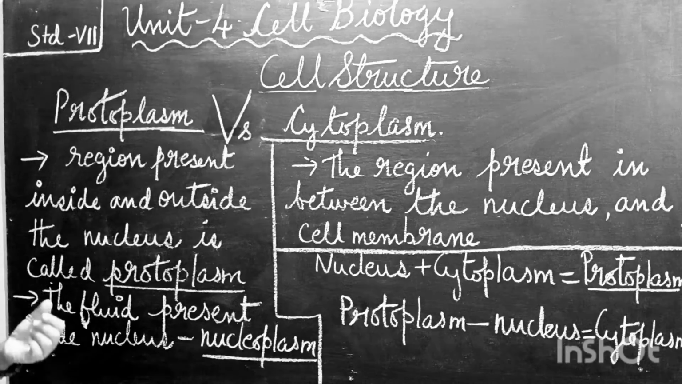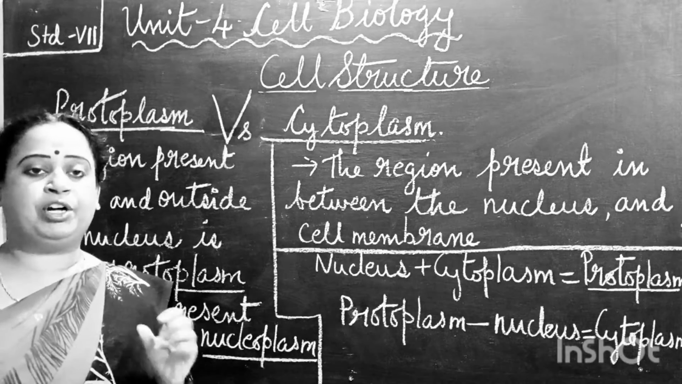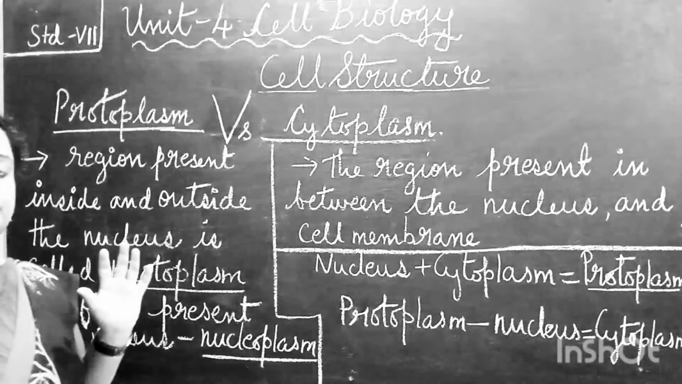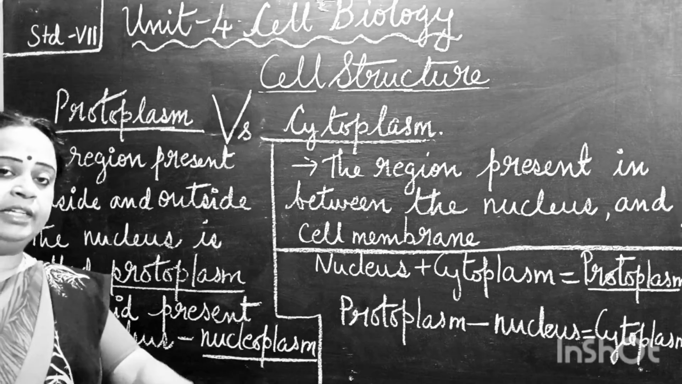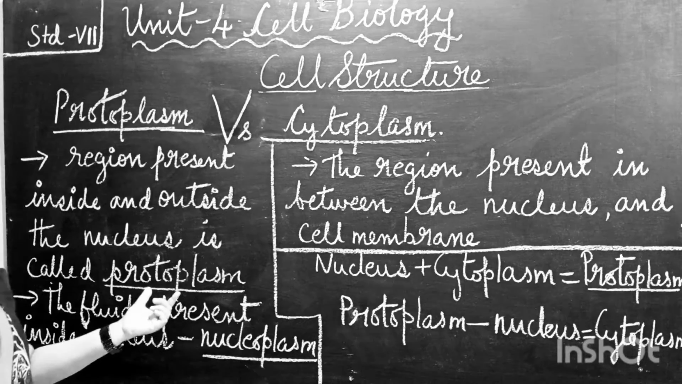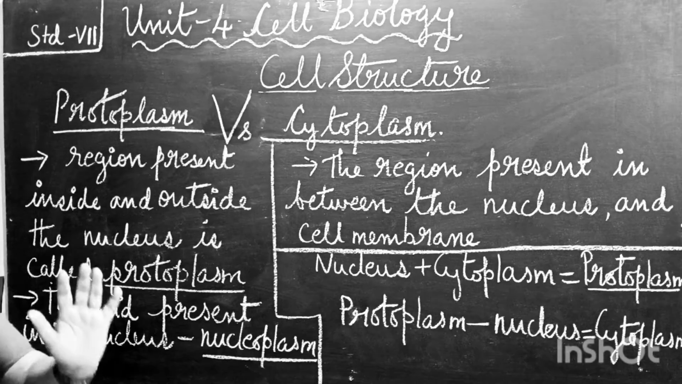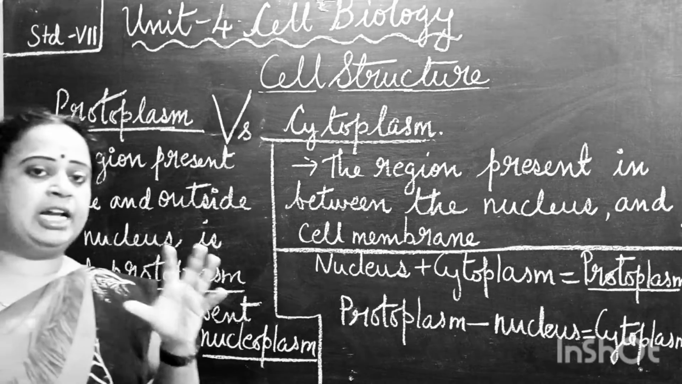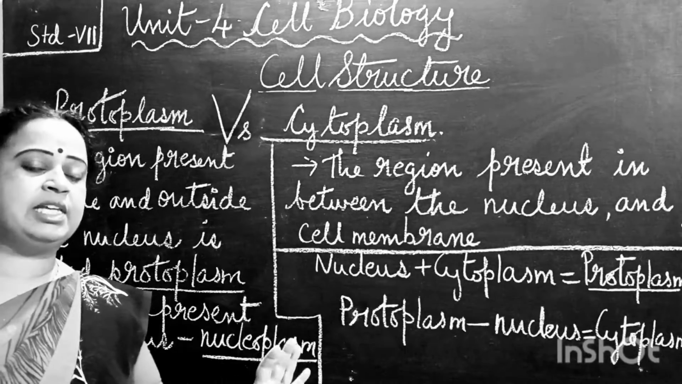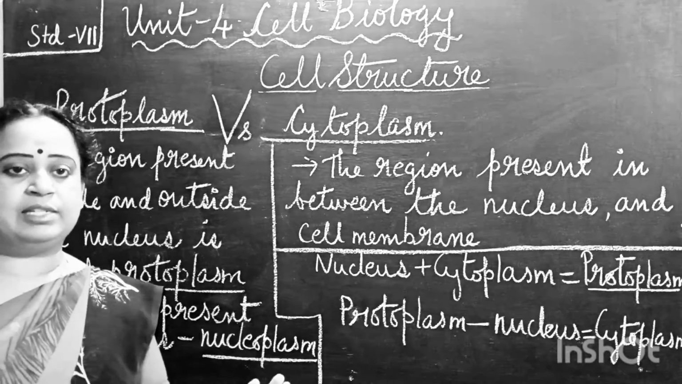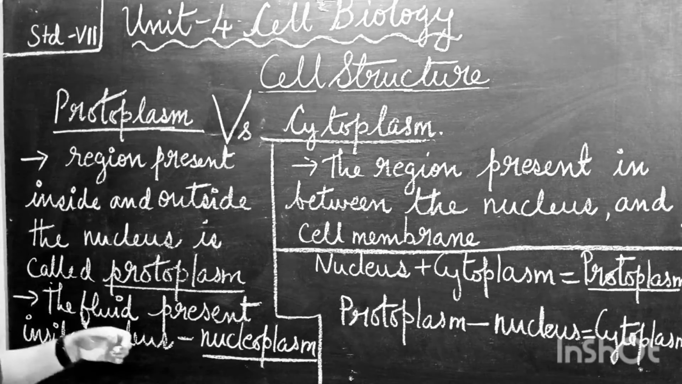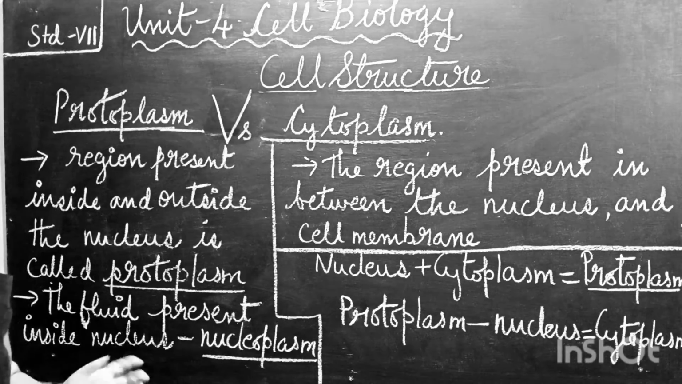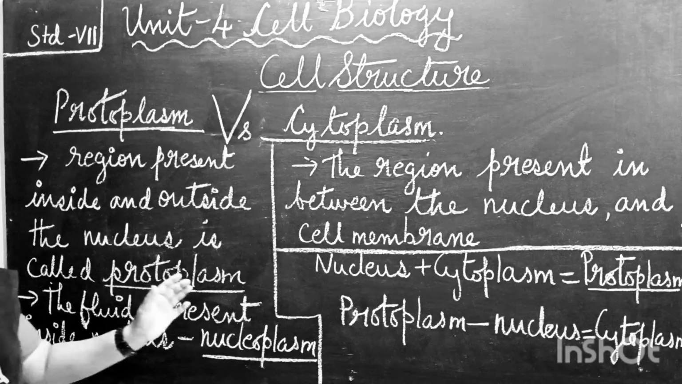Well, we know nucleus is the center part of the cell. So the region which is present inside the nucleus and outside the nucleus is called protoplasm. So in a plant cell, the region present interior to the cell membrane is your protoplasm. The nucleus and the cytoplasm together is called protoplasm.